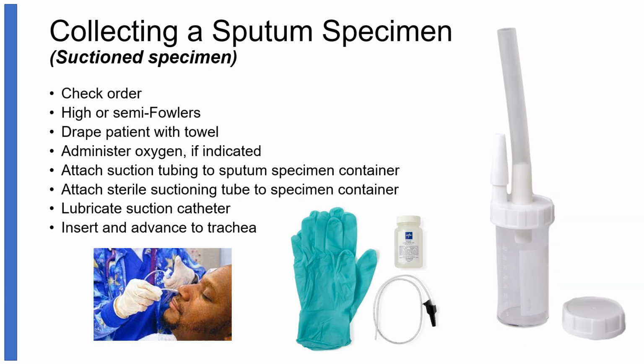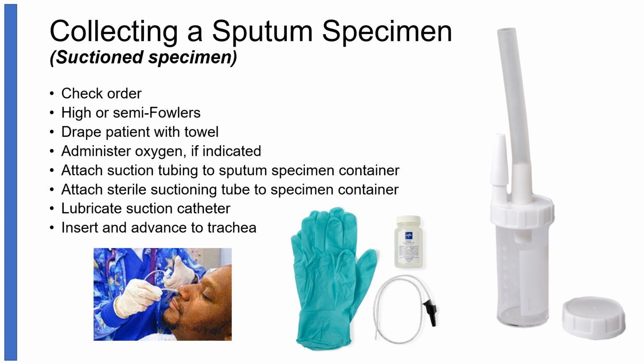Next, let's describe how to collect a sputum specimen, but from suction. Just like before, you're going to check the doctor's order. You're going to put the patient in either high or semi-Fowler's position. This time, they probably won't be sitting on the edge of the bed. You'll have them fully in bed. You will want to drape them with a towel because this one can get a little messy sometimes. You may need to give some extra oxygen if they need it.